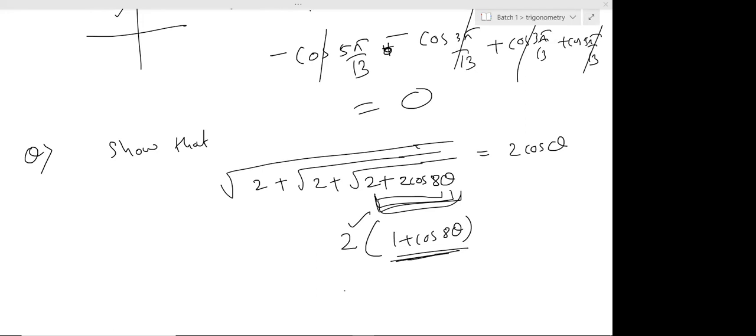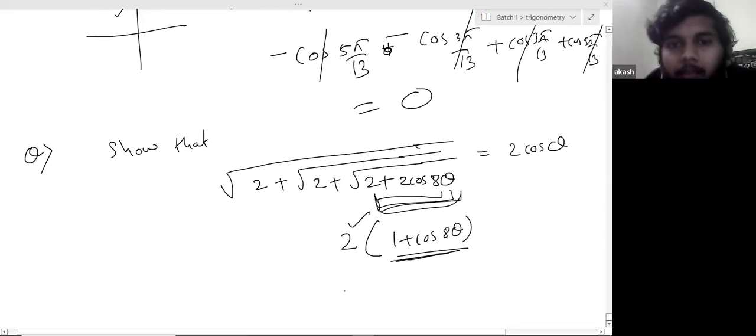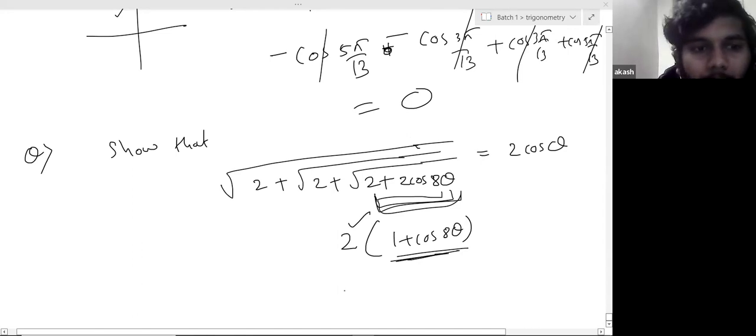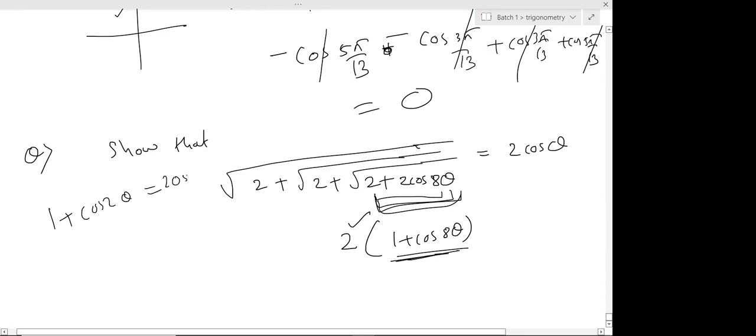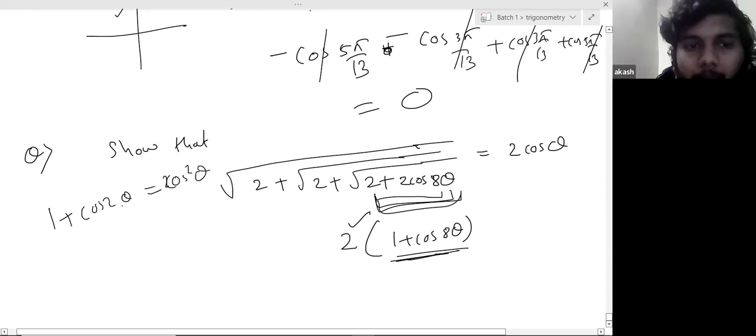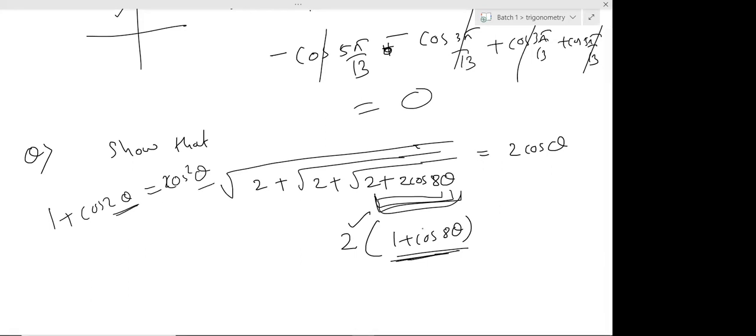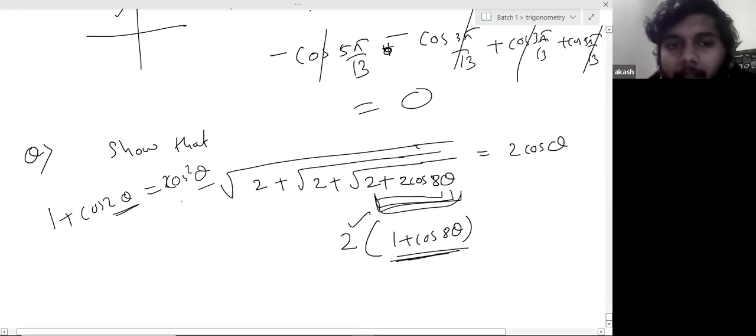Sir, we can write 1 plus cos 8 theta as 2 cos square 4 theta. Yes, sir. Shavya, see, I told you the cos formula: 1 plus cos 2 theta is 2 cos square theta. You just focus on the angle. 2 theta becomes theta, so 8 theta will become 4 theta. Rest of the thing will remain same.